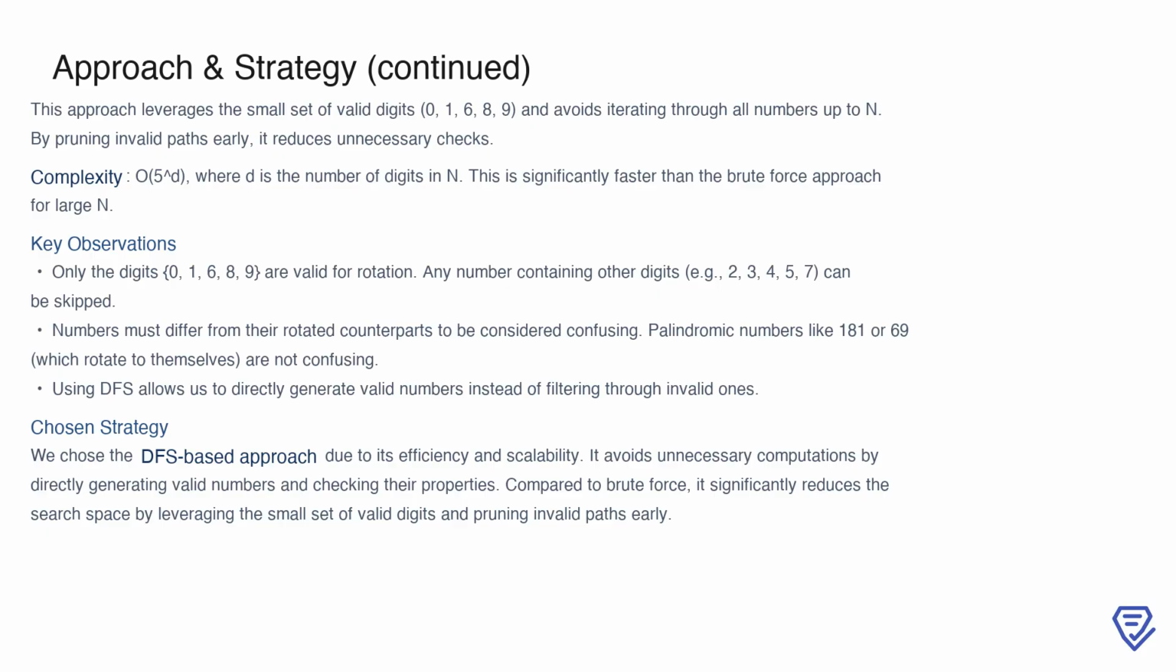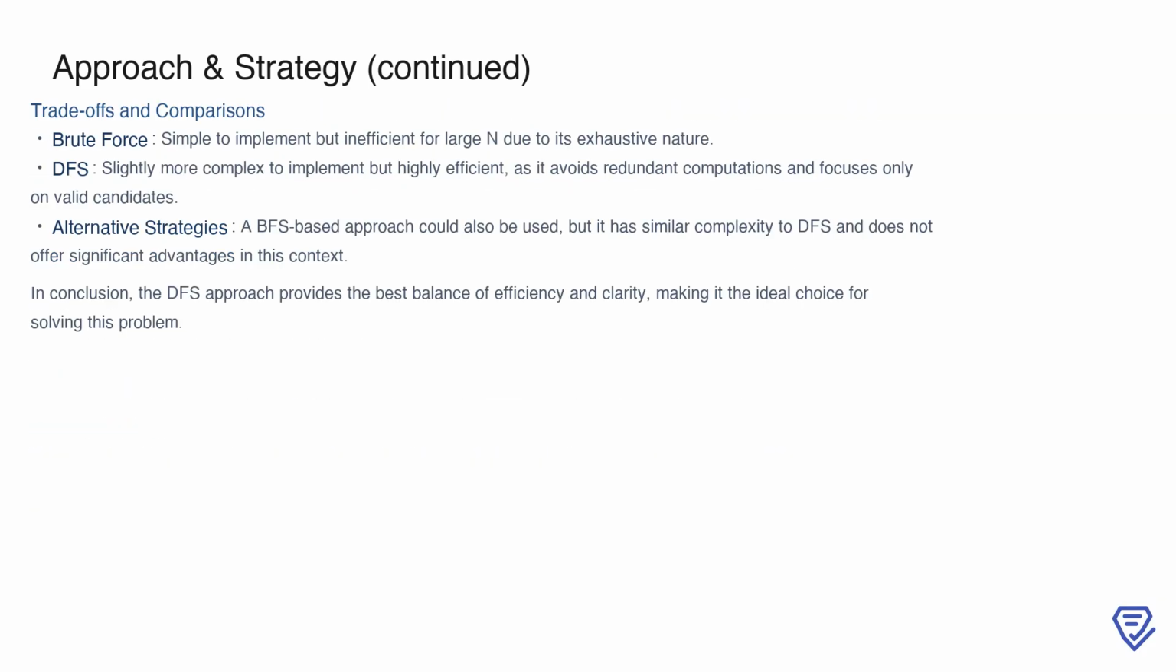Finally, the DFS approach directly generates valid numbers instead of filtering through invalid ones, making it both efficient and clean. This is why we've chosen the DFS-based strategy. It effectively reduces the search space by leveraging the small set of valid digits and avoids unnecessary iterations, making it scalable for larger inputs. When comparing strategies, each has its own trade-offs.